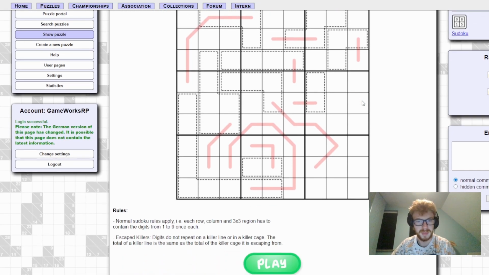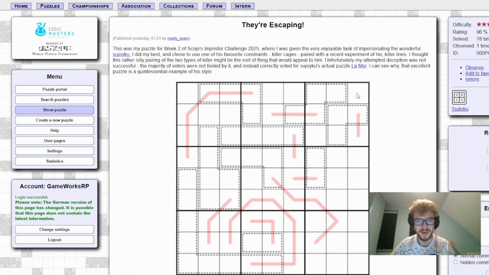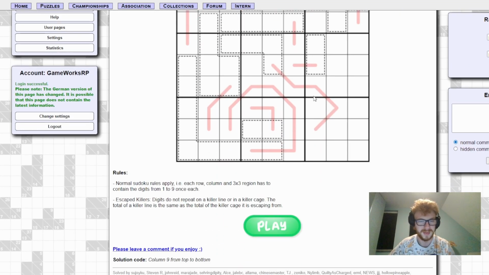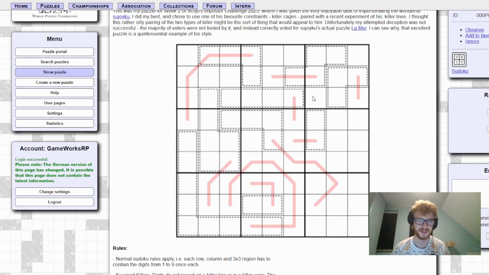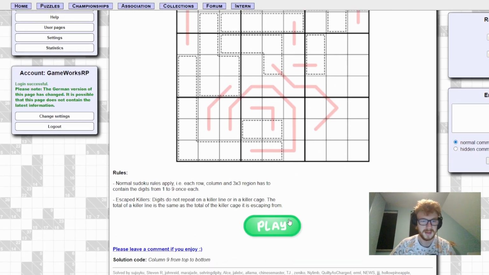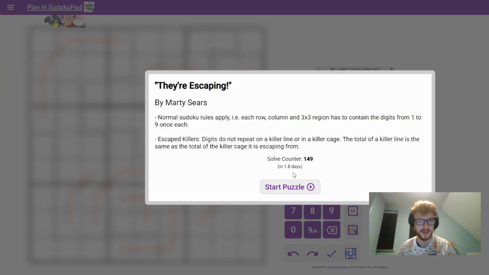I saw this puzzle yesterday and I thought it looked very interesting. It's somewhat of a connected killers, and I thought it'd be interesting since I'm also working with killers in some way, and double shapes and that kind of stuff. So I wanted to look at it and see what it would implement for kind of logic. So normal Sudoku rules apply, okay.